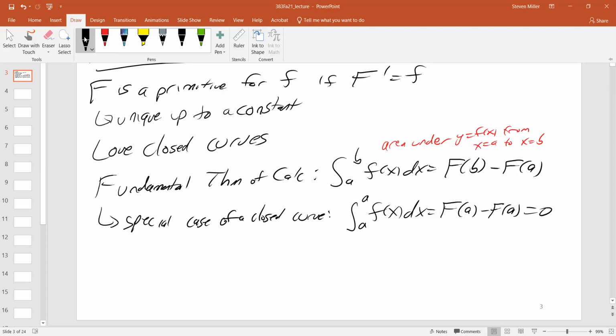Okay? Is anybody truly impressed that the integral from a to a of f of x dx is 0? Okay, we agree that this is really nothing. The generalizations, however, that's where the meat is. And as you generalize, things become very interesting.